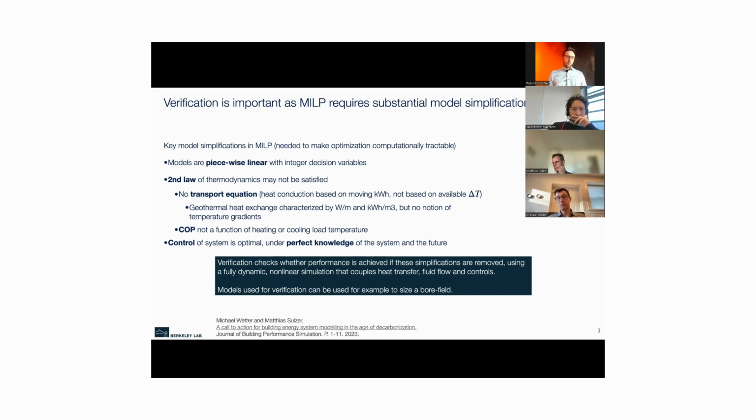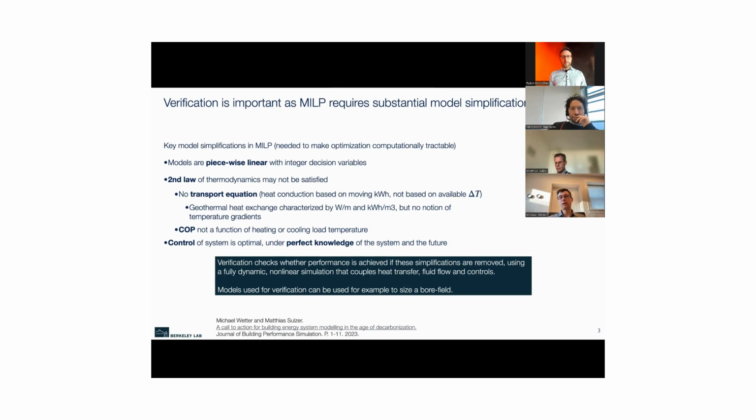You can certainly give a certain COP and maybe also do that on a monthly basis or an hourly basis, but there's no direct coupling to the actual evaporator or condenser temperature, because that will again lead to a nonlinear model formulation. And controls in MILP is really optimal. So it's under the assumption of perfect knowledge of the system and also perfect knowledge of the future. So those are really important simplifications that have to be done in order for the optimization to be tractable.